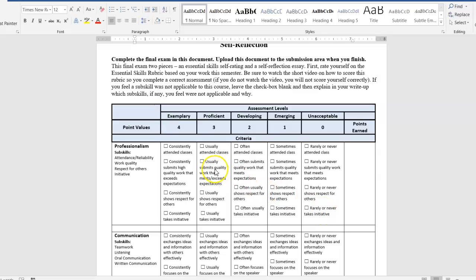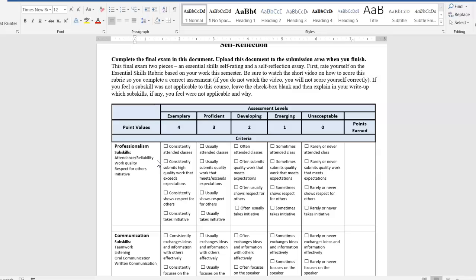You need to go through and rate yourself on all of these sub-skills. If for some reason you feel that one of these sub-skills is not applicable, then you don't check a box for that. Let's say we didn't count attendance in this class, then you could leave that blank and you would justify later on why it was not applicable. I'm just throwing an example out there. I'm pretty sure that all of them are applicable to this class, but I'll allow you to make a justification if you think otherwise.